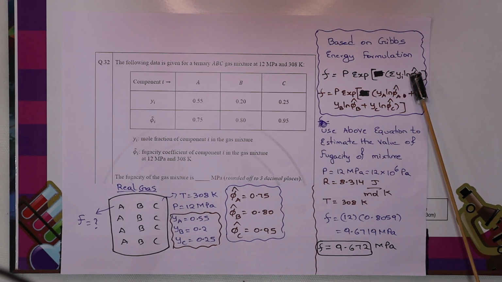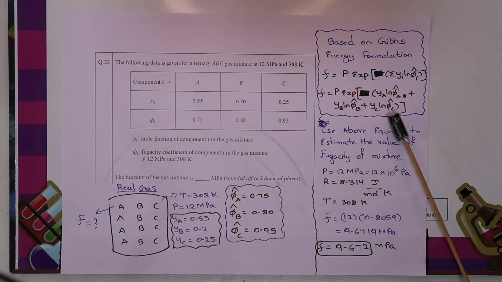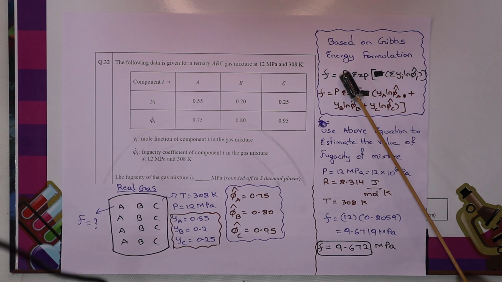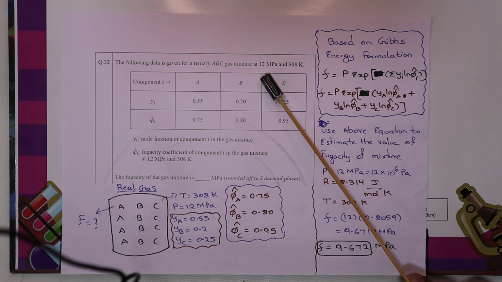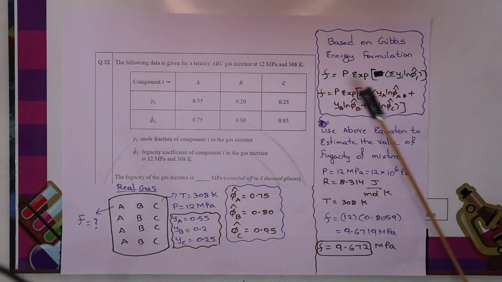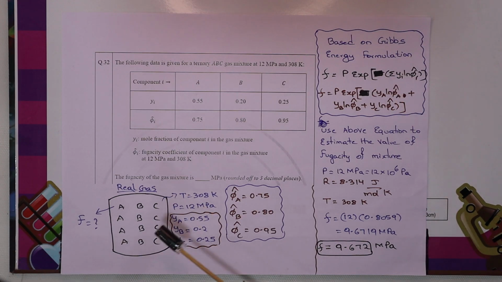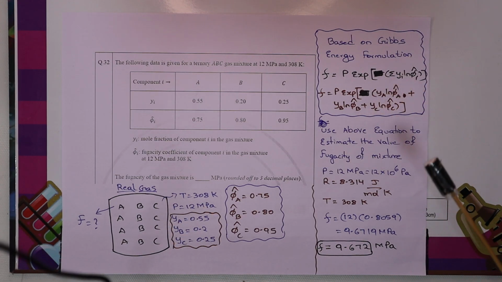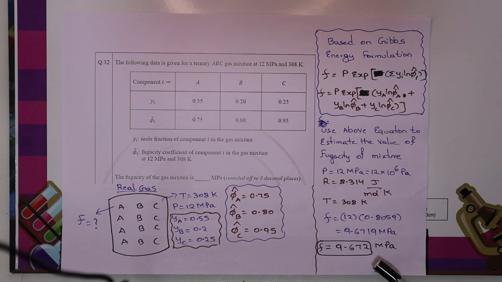If you expand the sigma for the ternary component, you get Ya ln phi A cap plus Yb ln phi B cap plus Yc ln phi C cap. Everything is provided: the pressure P, 12 megapascal, and phi A cap, phi B cap, phi C cap, Ya, Yb, Yc are all given. So finally, if you apply the data in this formula, you get the fugacity as 9.672 megapascal. The answer for the fugacity of the gas mixture is 9.672.